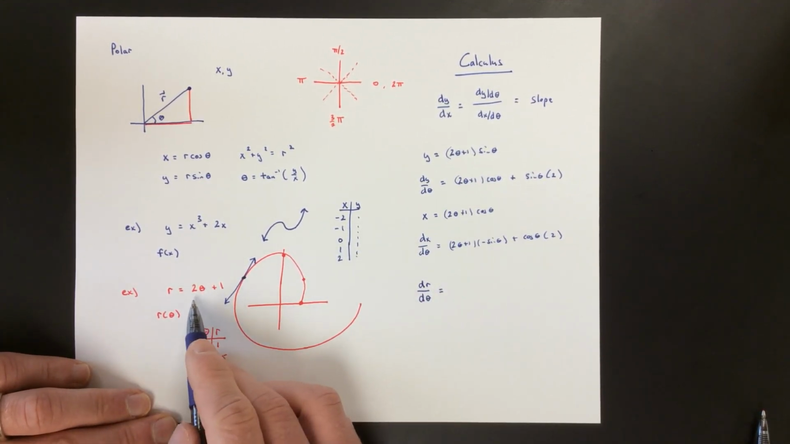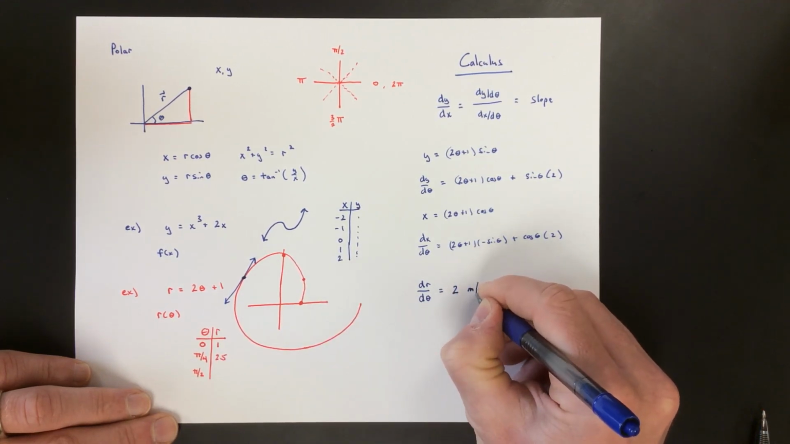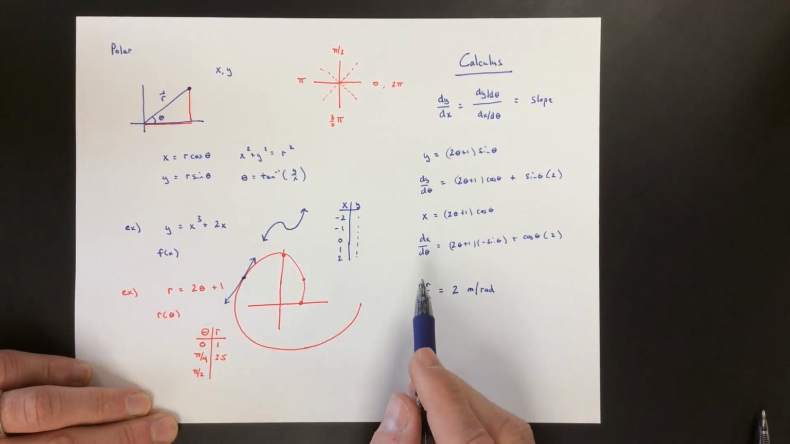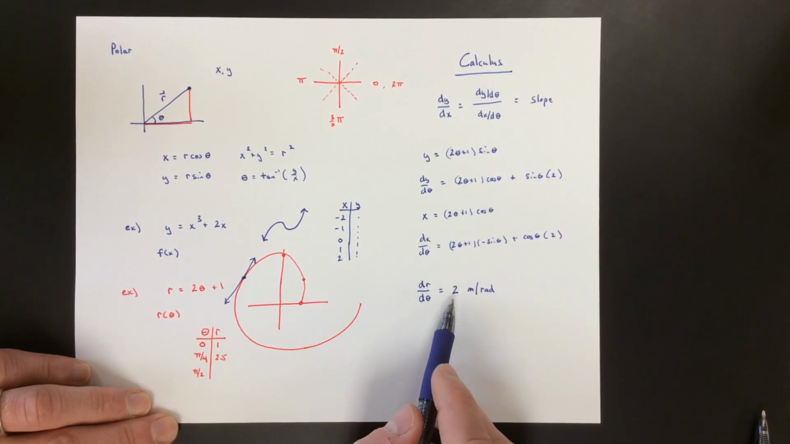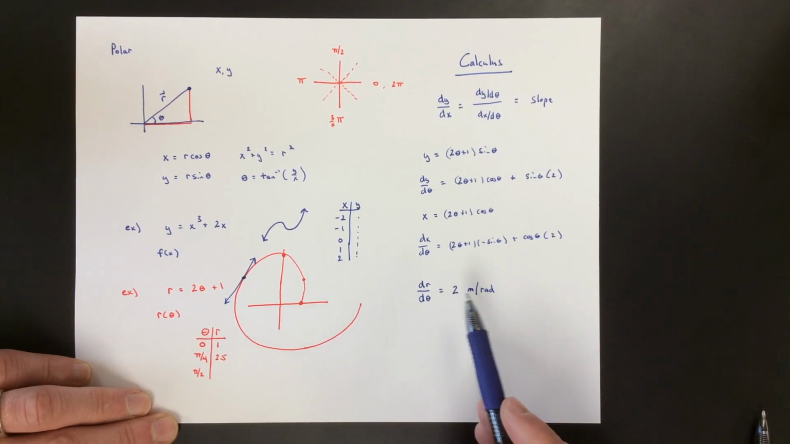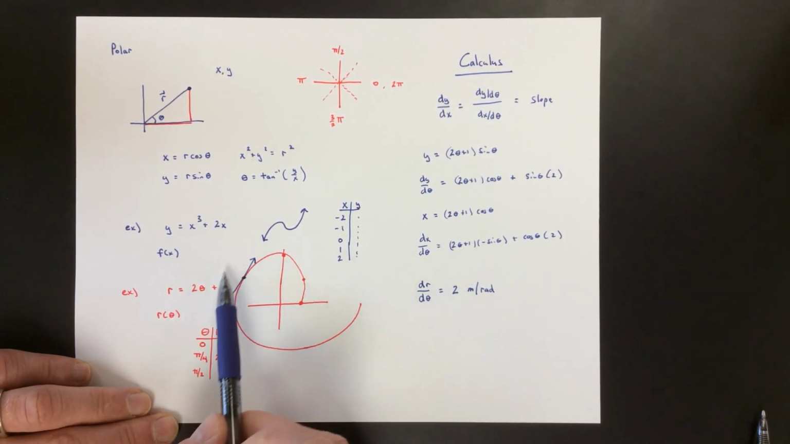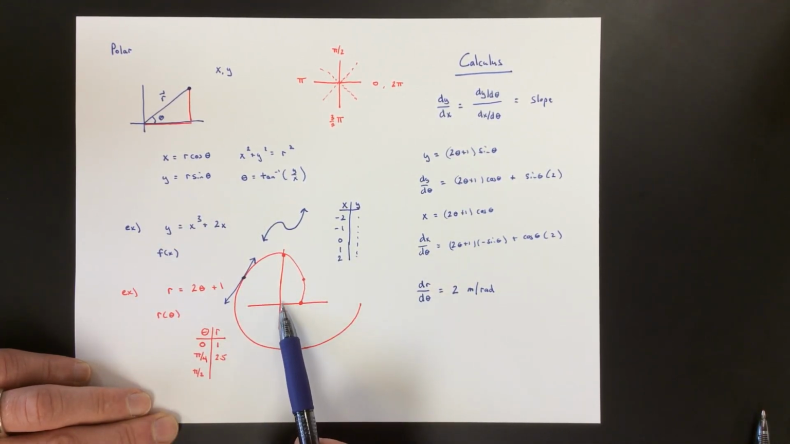Dr d theta is the rate at which we change r with respect to theta. In this case, it's really easy. Dr d theta is just 2, right? And think about it, that's meters per radian. It's the rate at which your radius is changing based on how you rotate. So this is saying there's some constant increase of your r based on theta, which means you're increasing r by 2 meters per radian of rotation. So for every 1 radian of rotation you do, you're getting 2 meters further and further away from the origin.